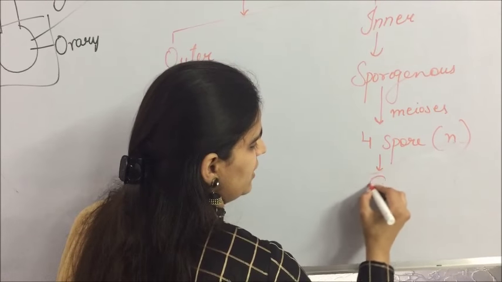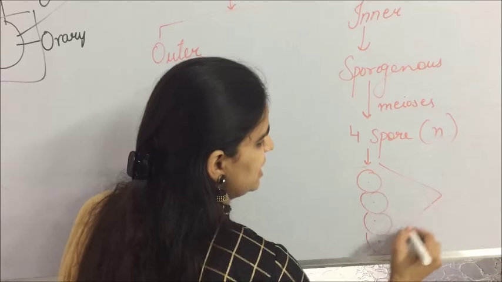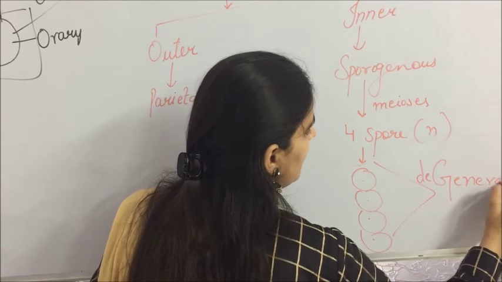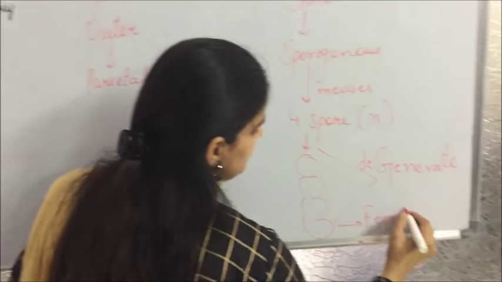From these 4, the first 3 will degenerate and the last one acts as the female gametophyte.